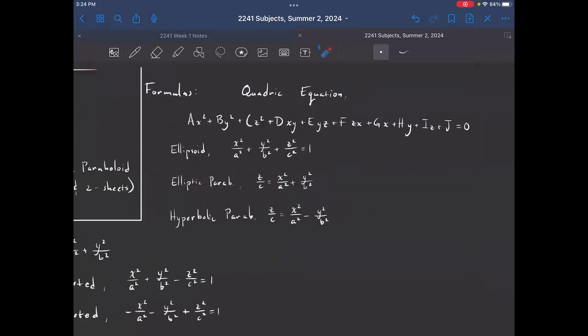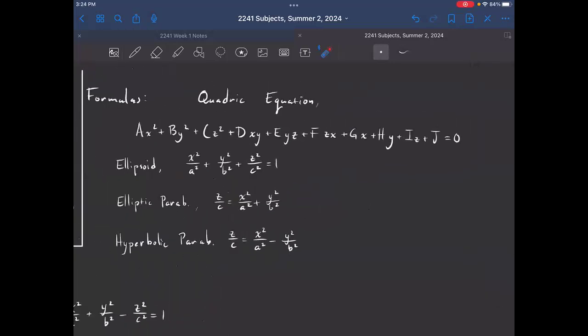So our first formula is a general quadric equation. It's really a quadratic equation, but they use the word quadric for three-dimensional things. And this is a very large equation, and we don't actually have to worry about it all that much. This is just where everything comes from. The most general equation of degree 2 in 3 variables.